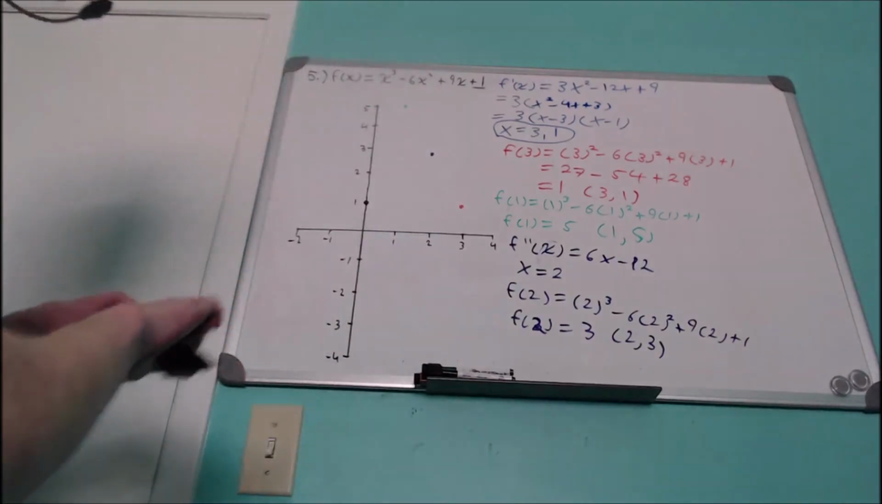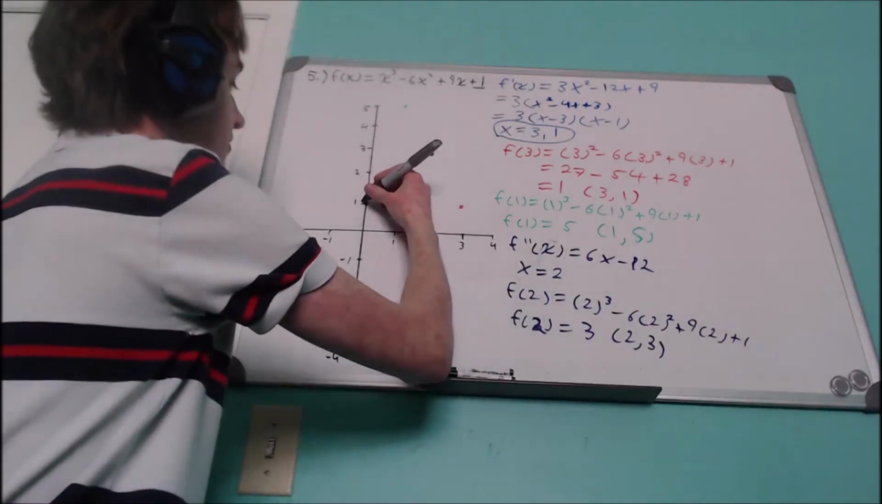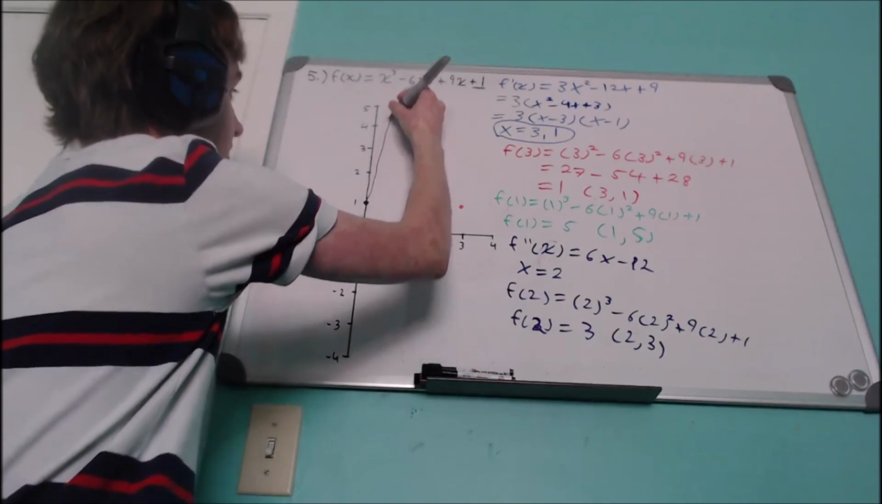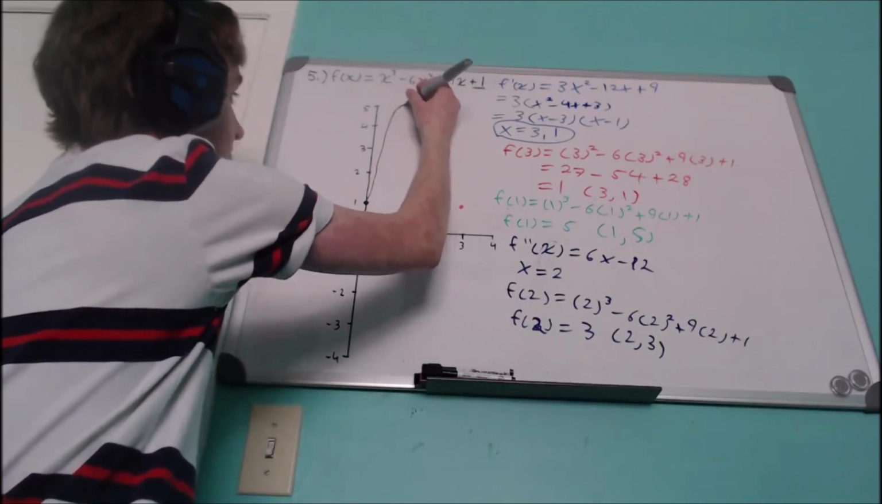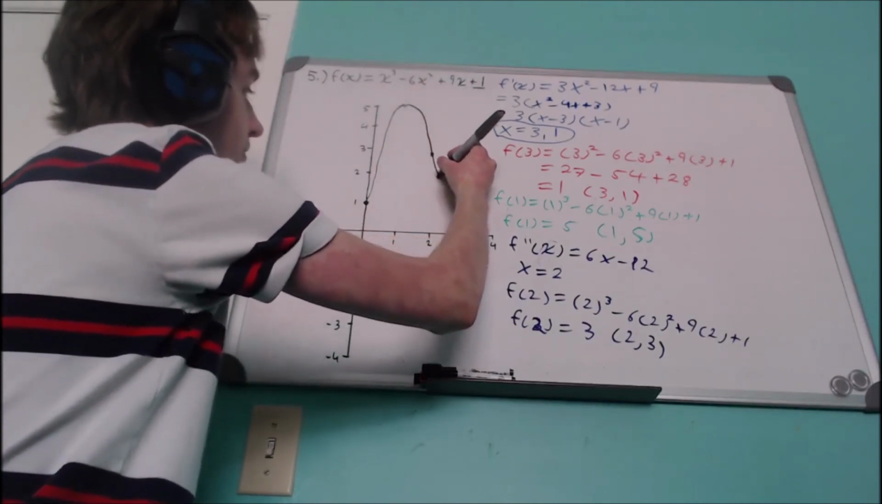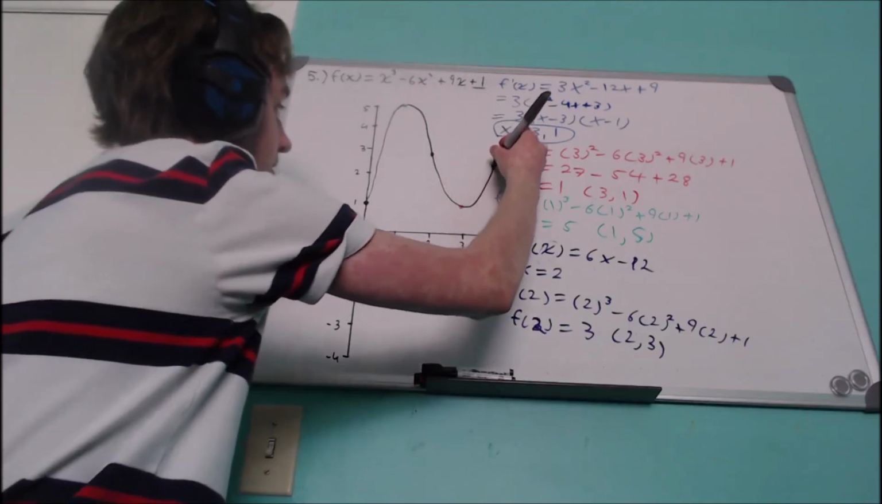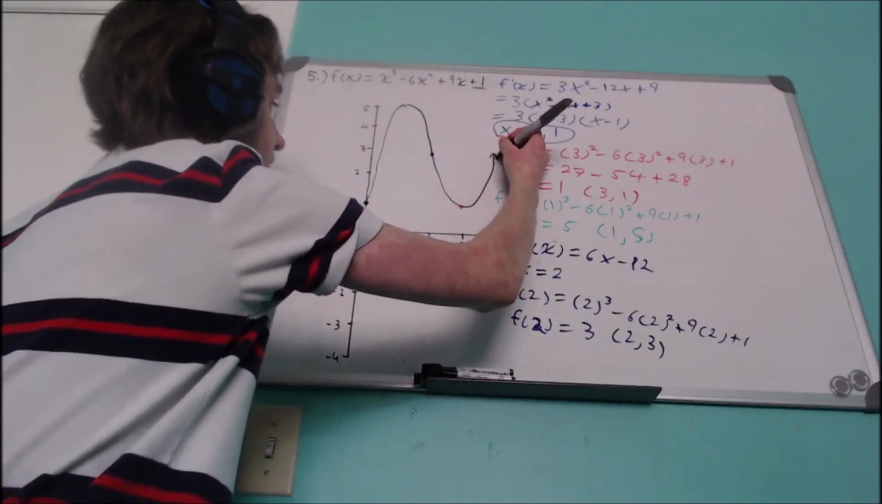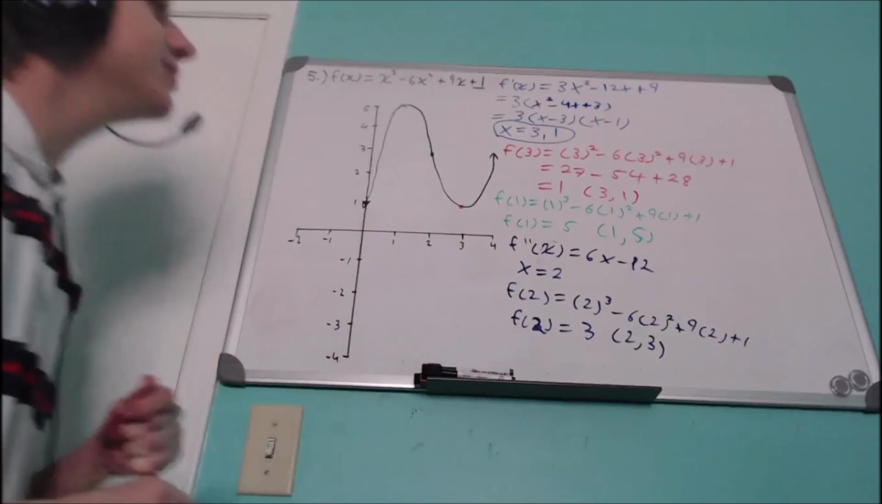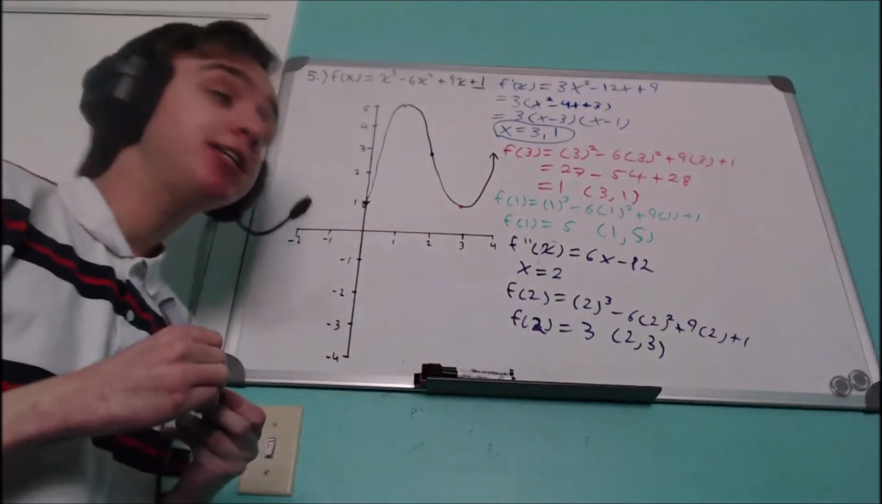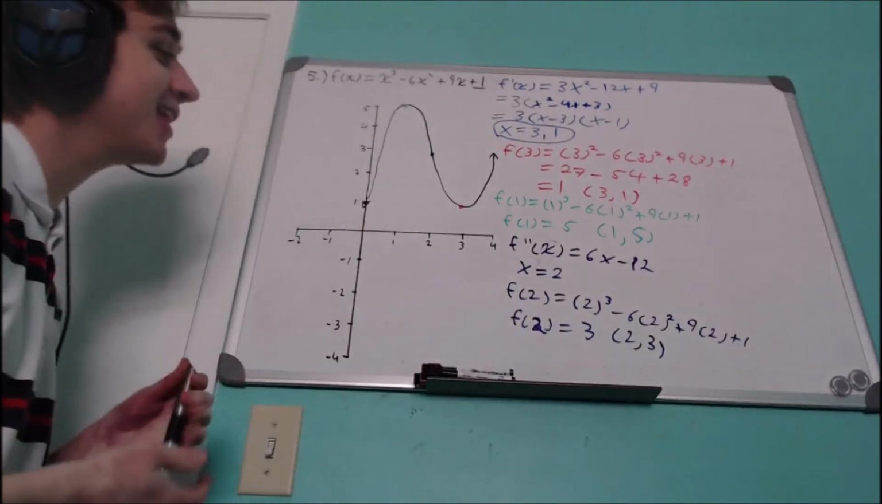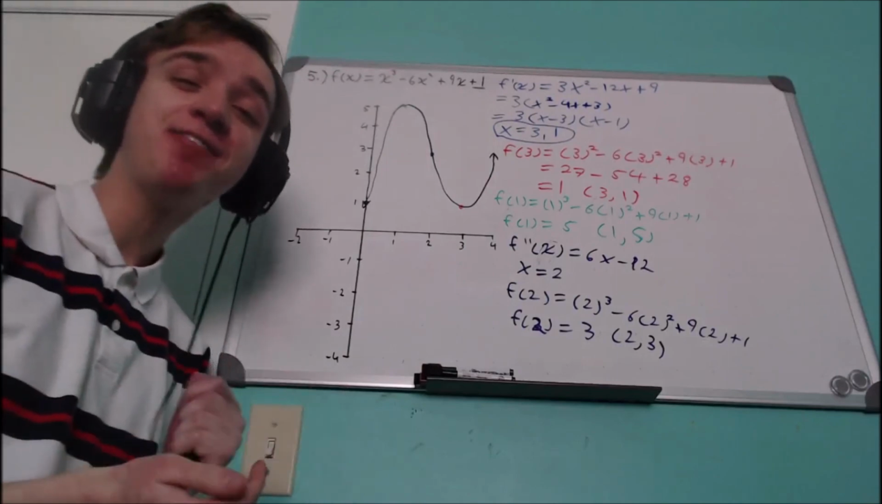So let's start sketching it now. We're going to come up like this, hit that point, and come down. It starts turning and looks a little something like that. Don't forget to have your arrows. So yeah, that's how you sketch a cubic function using the first and second derivative test. I hope you found that helpful, and have a good day.